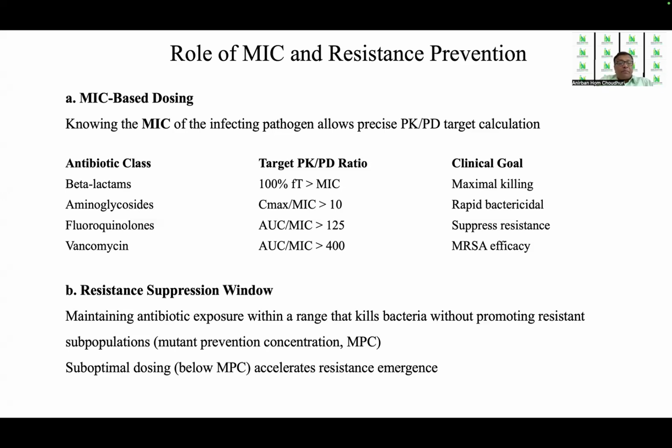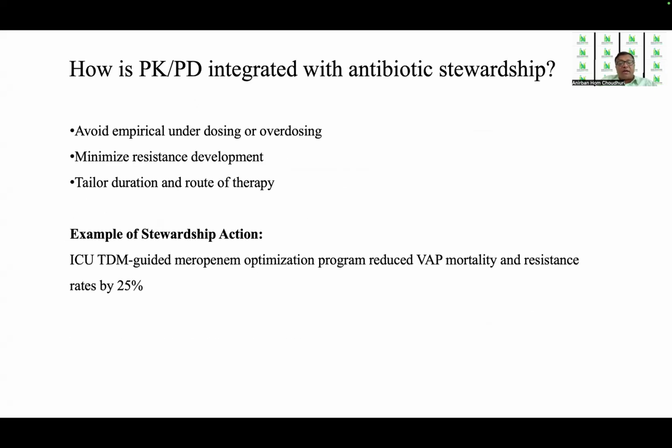Now, this resistance suppression window, I have already discussed: maintaining antibiotic exposure within a range that kills bacteria without promoting resistant subpopulations. That is the mutant prevention concentration, the gap between the two. We should try to keep the drug above that range when we decide upon its dose. Suboptimal dosing accelerates resistance emergence.